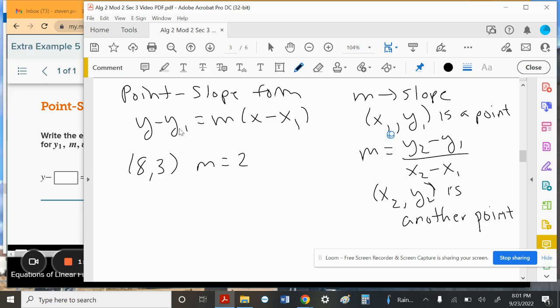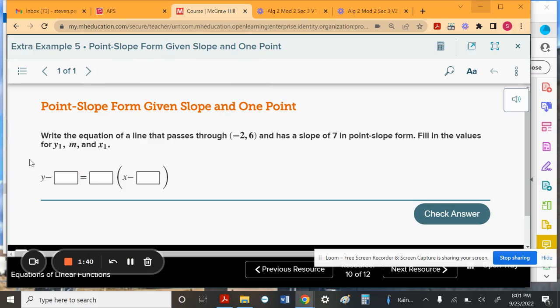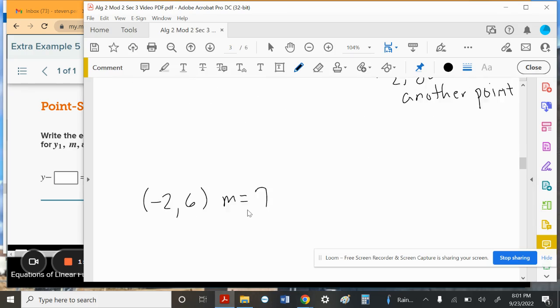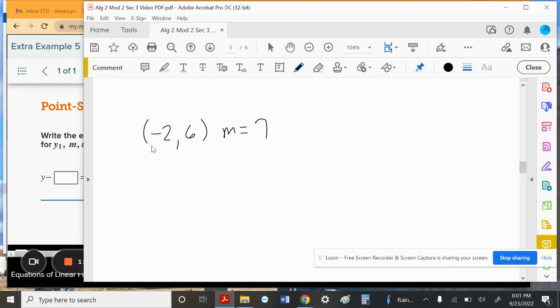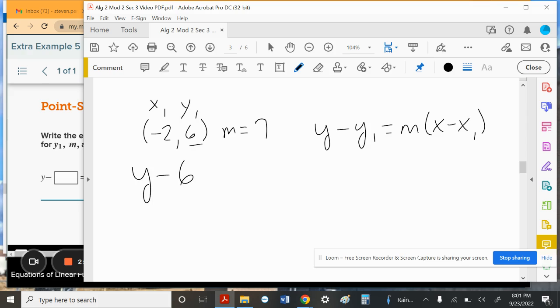So if we have 2 points on a line, we can figure out the slope. So anyway, this problem says that we have a point. Well, actually, I think that was the other problem. So we're going to skip over that one because we did that one already. So if we have a point negative 2 and 6 with a slope of 7, our equation, I'm going to write the equation next to it, y minus y1 equals m times x minus x1. So here's my x1, here's my y1. So I'm going to just plug them in. Y minus 6, because that's my y1, equals 7 times x minus a negative 2.